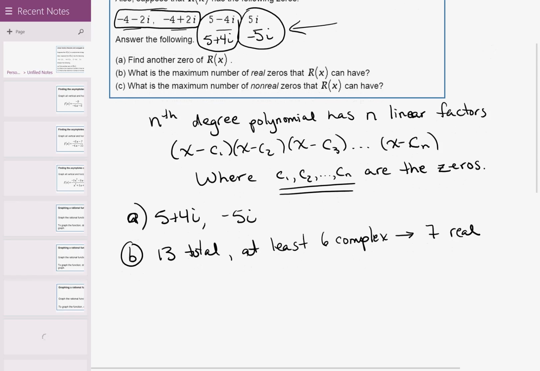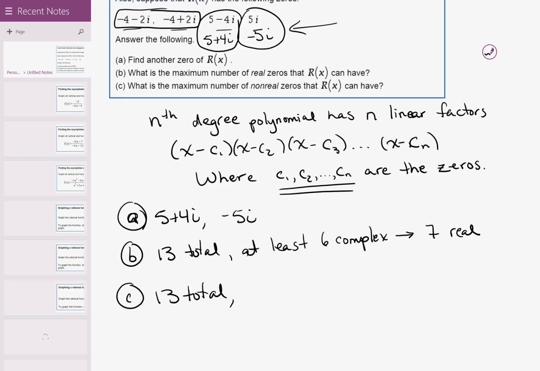Okay, and then the maximum number of non-real zeros. There have to be 13 total, and the complex have to come in conjugate pairs. So only 12 of them can be complex, which means the maximum number of non-real is 12. Right? Because everyone has to have a complex conjugate zero included as well. So there's at least one real zero.